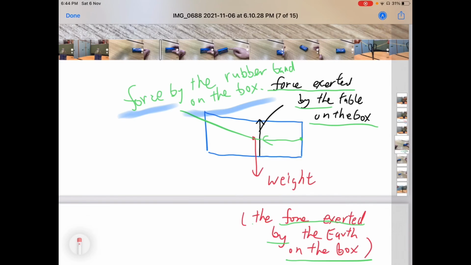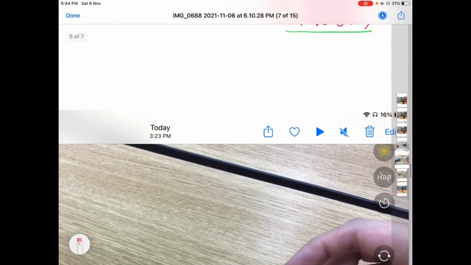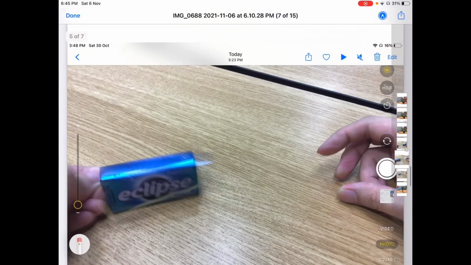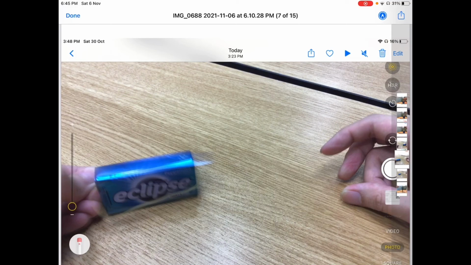What is the net force? Originally, the net force is 0 because all forces are balanced. Now, the weight is still balanced by the supporting force, but the force exerted by the rubber band is no longer balanced by the purple arrow. So what's the net force? To the left-hand side with some magnitude. So this blue box will accelerate to the left-hand side. Can you see the idea?